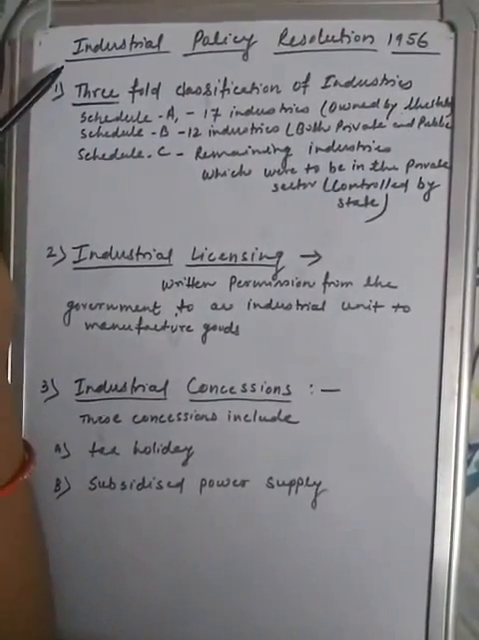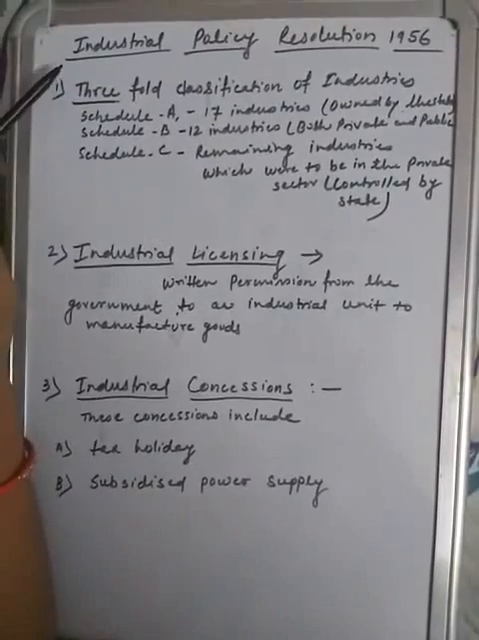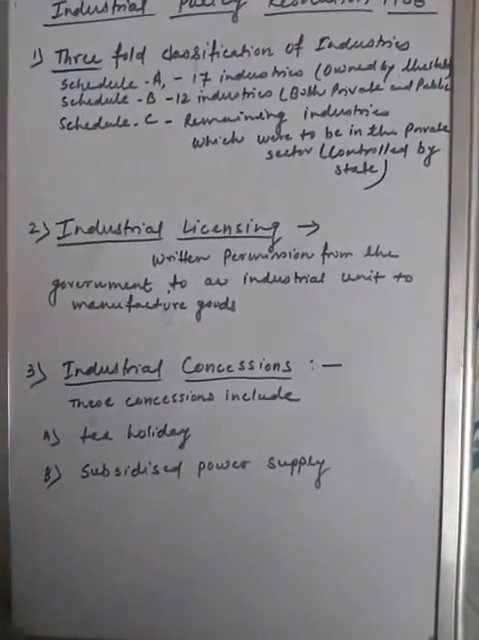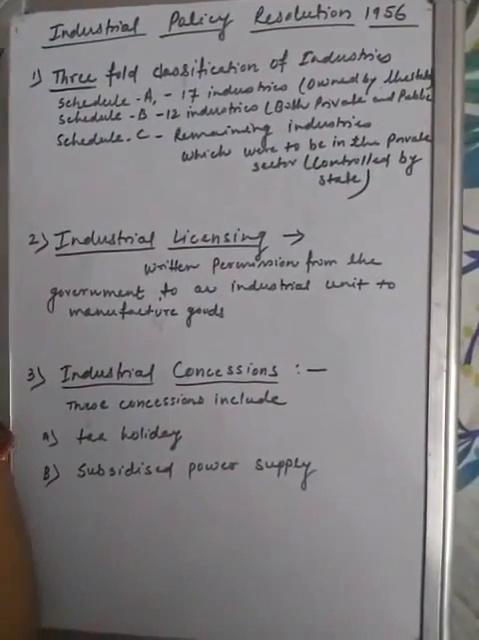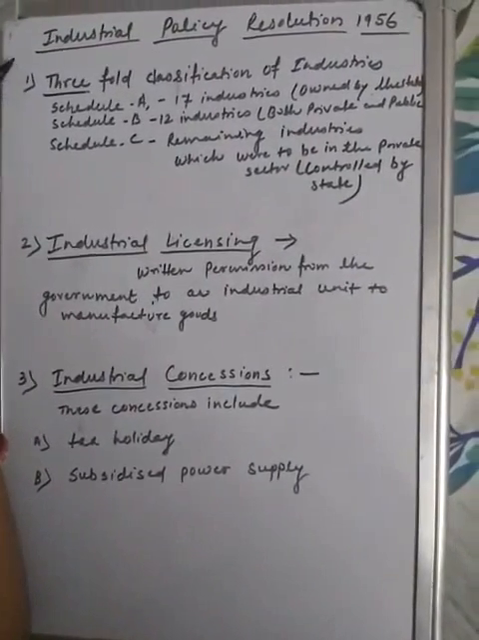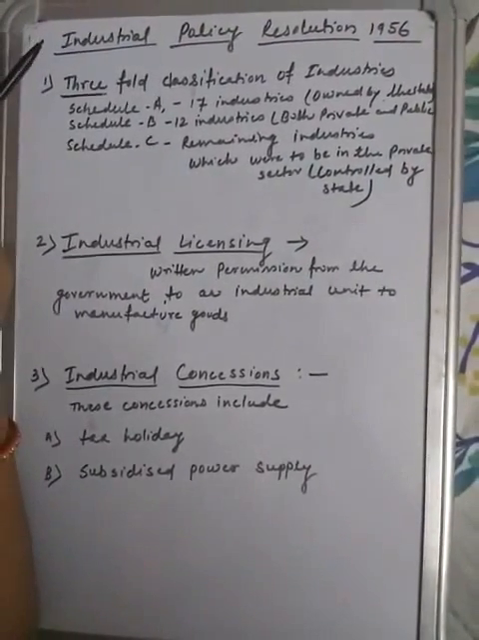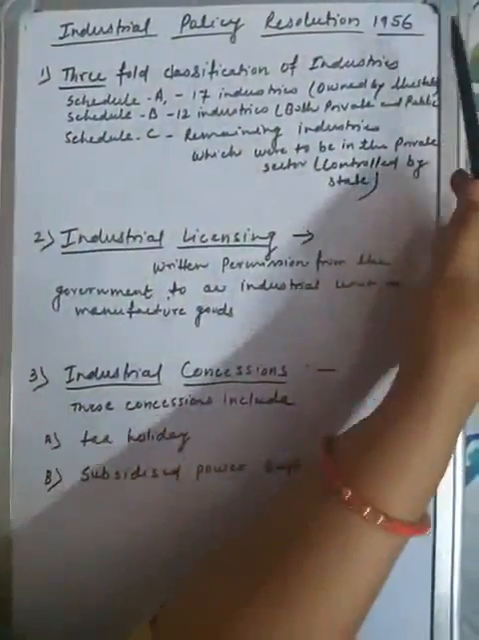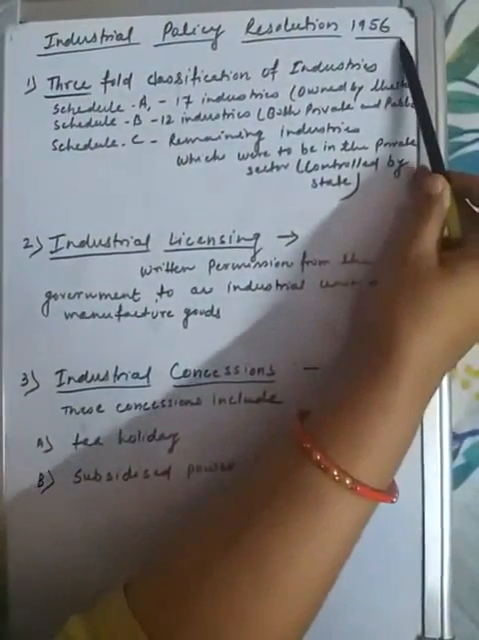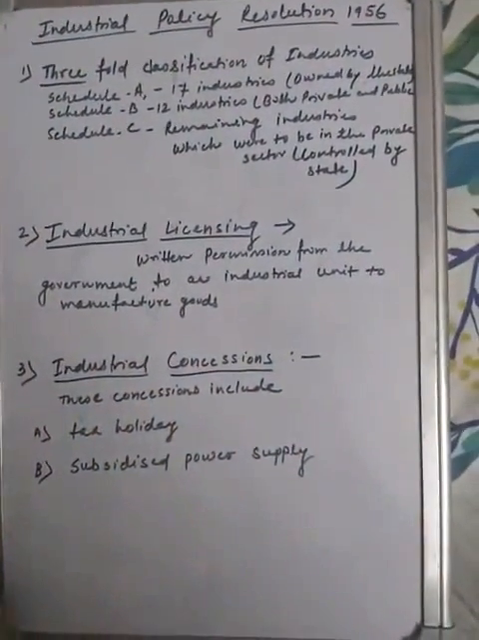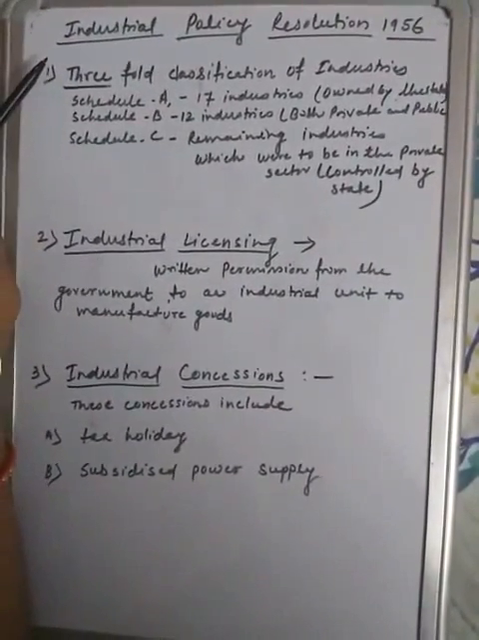and industrial strategies, 1947 to 1990. A few topics I have already discussed, like the importance of industry and state participation in industrial development, or what is the role of government in industrial development. For the development of industry, the government made a resolution in 1956 that is very famously known as Industrial Policy Resolution 1956. In this resolution, the government made certain decisions for industrial development.